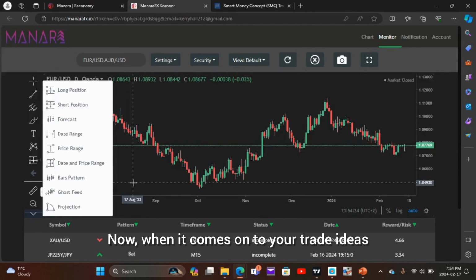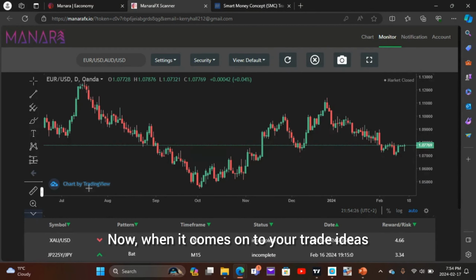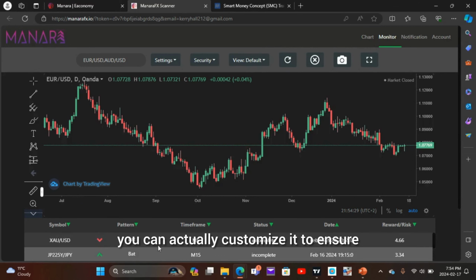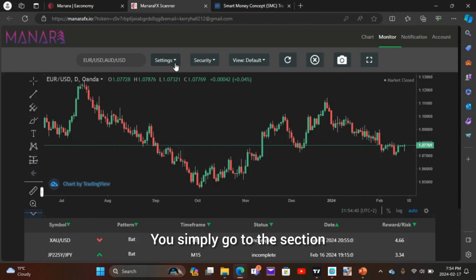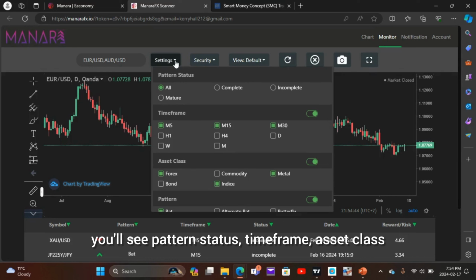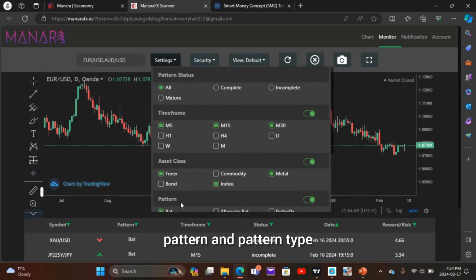All right. Now, when it comes to your trade ideas at the bottom section, you can actually customize it to ensure that what you like or what you want to trade, only that appears in this section. Now, how do you do that? You simply go to the section that says settings. When you click on settings, you'll see pattern status, time frame, asset class, pattern, and pattern type. Now, don't worry, I'll be explaining all of them to you. So let's start with the first one.